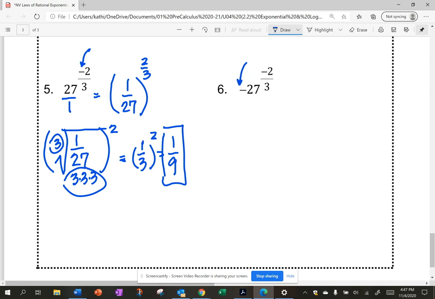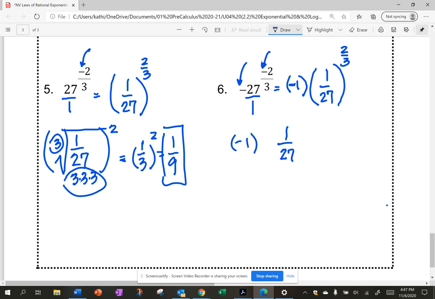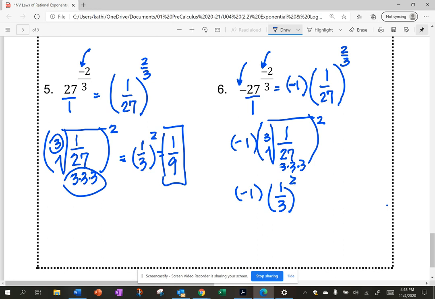Okay, so let's have a negative sign outside of the base and in the exponent. So the negative sign to the left of the base means I'm multiplying times negative 1. The negative sign in the exponent means I need to flip my numerator and my denominator. So that is 1 over 27 to the 2/3. So this is negative 1 times 1 over 27, my base, which goes under the radical. My index is 3, and I'm squaring this. So 27 is 3 times 3 times 3. So I'm thinking of this as negative 1 times 1/3 quantity squared. 1/3 squared is 1/9 times negative 1 is negative 1 over 9.